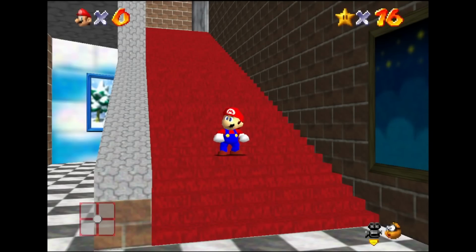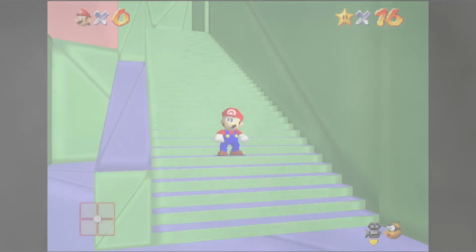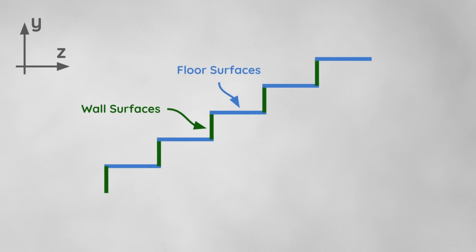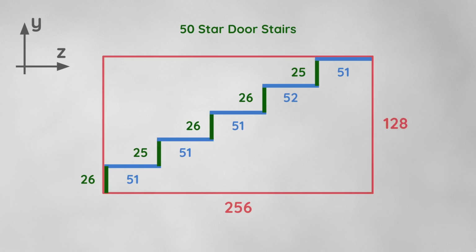These are the stairs leading to the 50-star door, but under that nice red carpet, it's really just a collection of wall and floor surface triangles. When I started investigating them, I found something a little disturbing. The stairs are slightly uneven, with the wall surfaces being either 25 or 26 units tall, and the floor surfaces being either 51 or 52 units wide. Luckily though, they follow a repeating pattern.